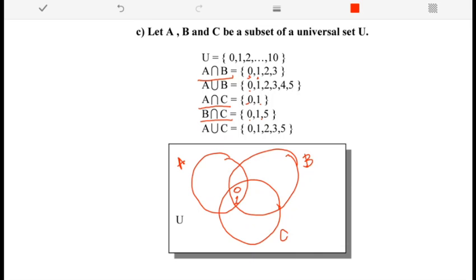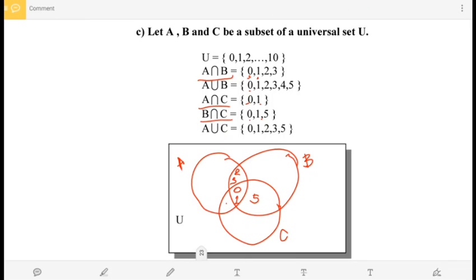Now, between A and B, the common is 0, 1, 2, and 3. So you still have 2 and 3 on the top. For A and C, it's only 0, 1, so there's nothing in here. And then B and C is 0, 1, and 5, therefore you have to write 5 here. Now you have the intersection between A and B, between B and C, between A and C, and between all of them. Now you do the remaining part and find your set A, set B, and set C, okay?